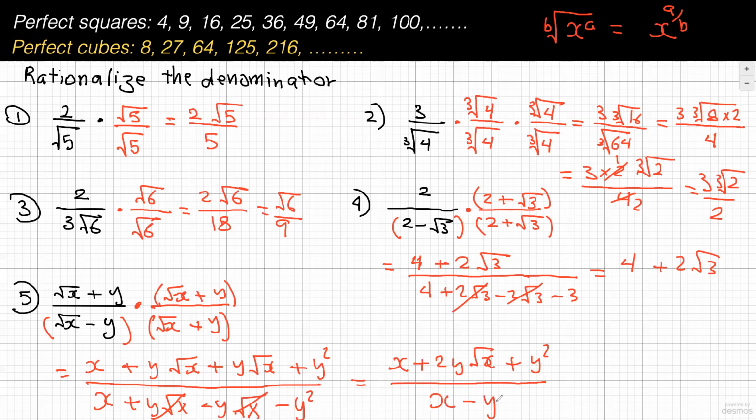x minus y squared. Just remember that you cannot reduce the x with the x here because this is a trinomial, this is a binomial. That plus sign and the minus sign here doesn't allow you to do that. And also the y squared, you cannot cancel it with the y squared. Okay, so one more we're going to do in solving radical equations, and then this will be it for this chapter.